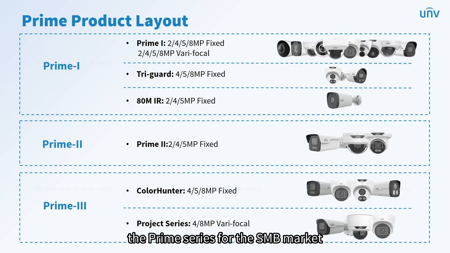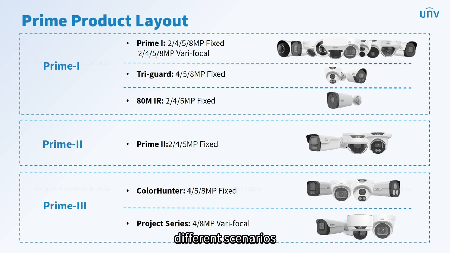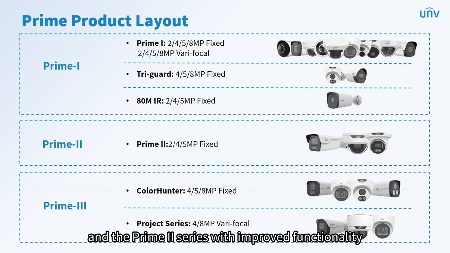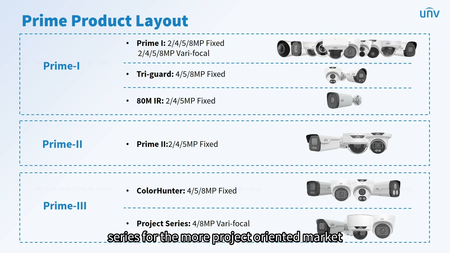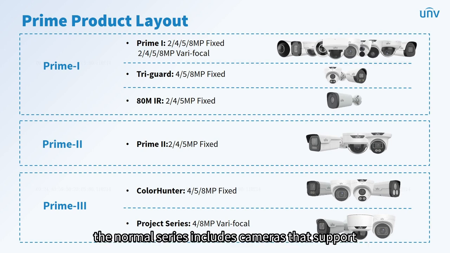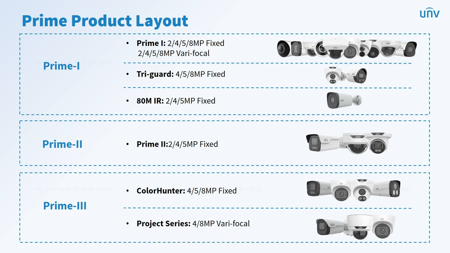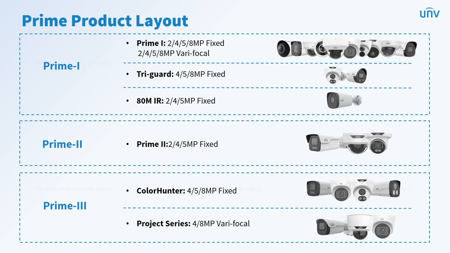The Prime series for the SMB market has three main subseries: the Prime 1 series with a wide range of models for different scenarios, the Prime 2 series with improved functionality, and the Prime 3 series for the more project-oriented market. The Prime 1 series covers different forms and functions. The Normal series includes cameras that support high refresh rates and wide-angle cameras. In addition, Prime 1 also has the Tri-Guard series with active deterrence and the 80m IR series.